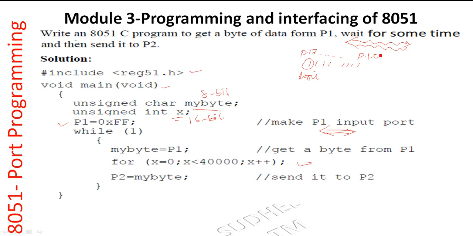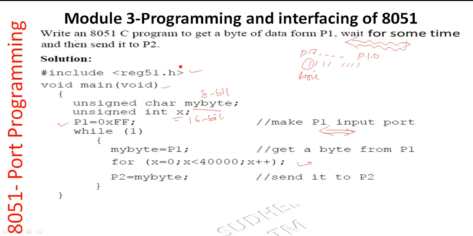That is what wait for some time means. So the microcontroller is forcefully set into an idle condition for the duration by which x is incremented to 40,000. After that we have the statement P2 is equal to my byte. Whatever data is read from port 1 will be written into port 2 by the statement P2 is equal to my byte. Send it to port P2.